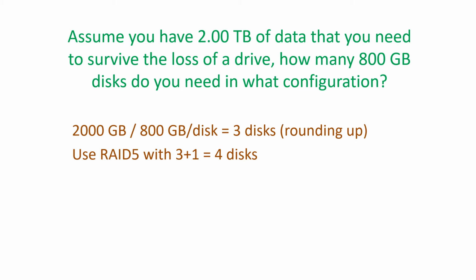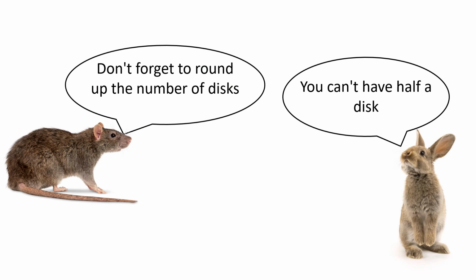Here's the solution. Okay, we have 2 terabytes, which can be thought of as 2,000 gigabytes. So we divide that by 800 gigabytes, and we get 2.6, but we have to round up and get 3 disks. So since 3 is bigger than 1, we'll use RAID 5, and we add 1 disk. So we'll take 4 disks using RAID 5. Don't forget to round up the number of disks. You can't have half a disk.